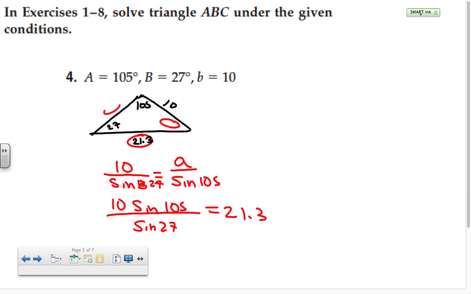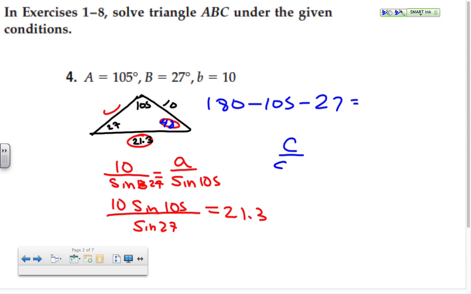To do this one, the first thing I'm going to do is 180 minus 105 minus 27, and that's going to give me my angle. Always use the easy way out if you can. So my angle for C is 48. Now I have my angle, and now I can use my triangle.